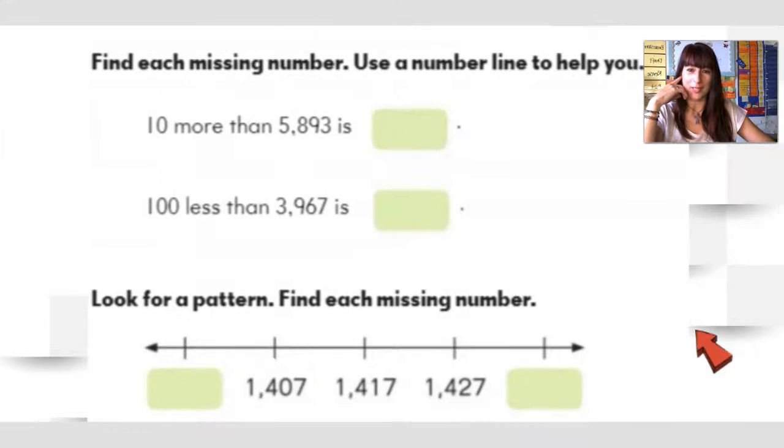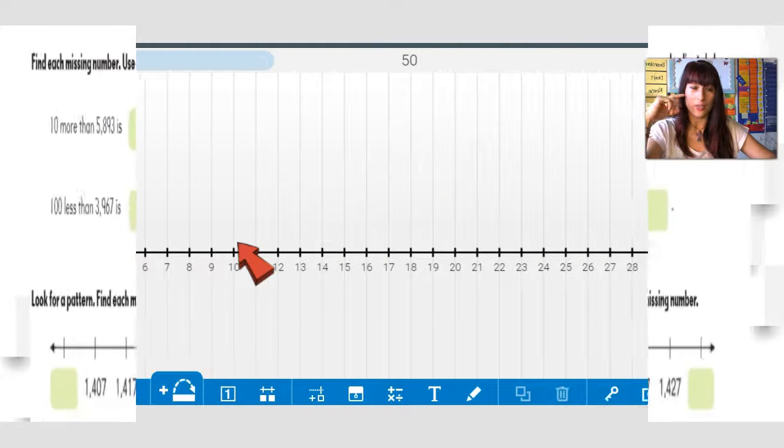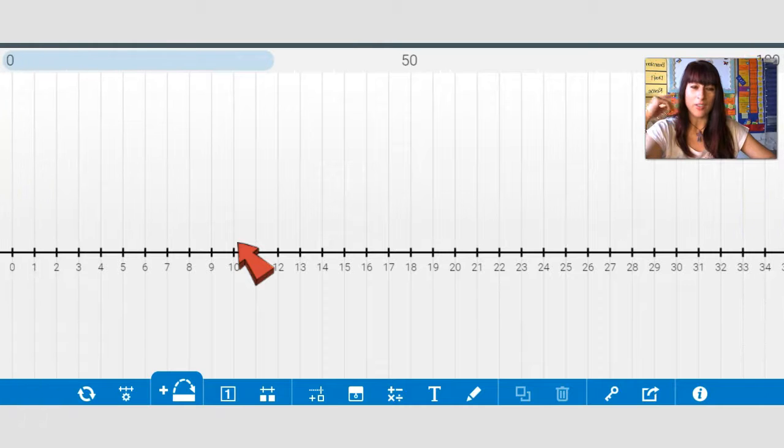Okay, on this next slide, I'm going to show you how you can use a number line to find the missing number. So we need to find 10 more than 5,893. Let me take you to my number line. Okay, so this is the number line we will be using to solve this missing number. We need to find 10 more than 5,893. So as you can see, this number line doesn't have the numbers I need.